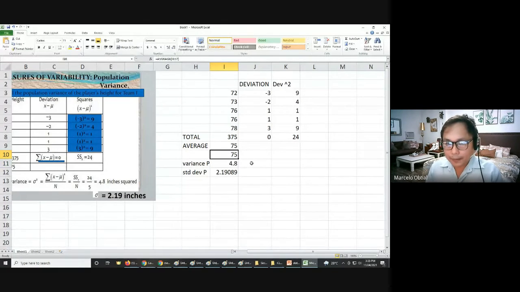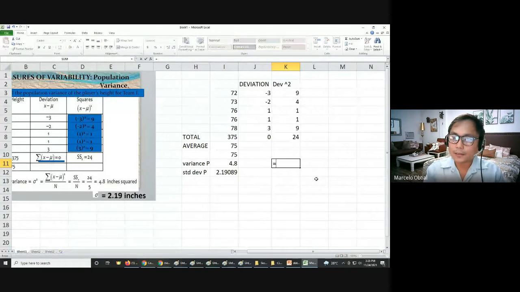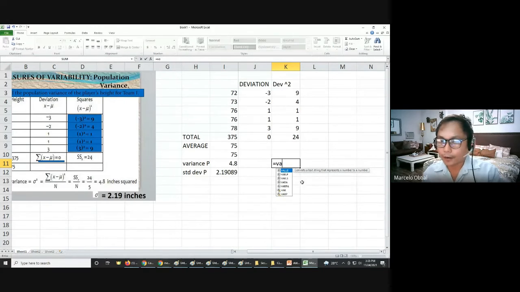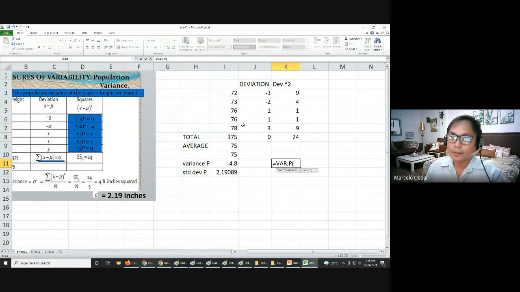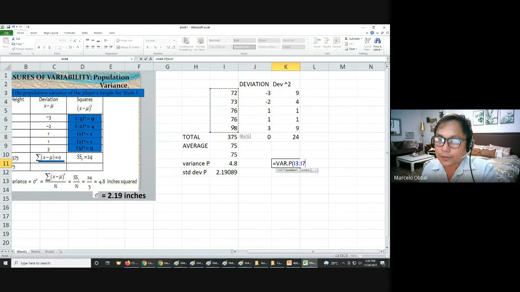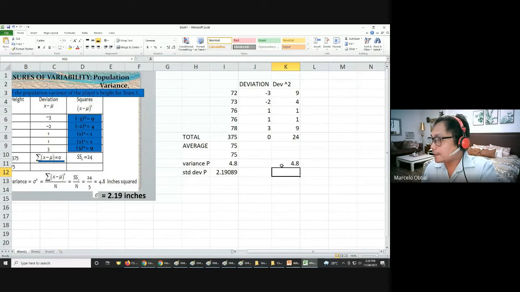Now, mas madali pa talaga dito sa Excel, using the command sa variance, no? Equals, you press or enter VAR. Okay, VAR means variance, no? P. Okay, yan, P. Si population, eh. Go to the data given, by highlighting the data, no? How to highlight again, you press the left button of the mouse, you hold, then you drag. Enter after. So as you can see, pareho yung answer, no?